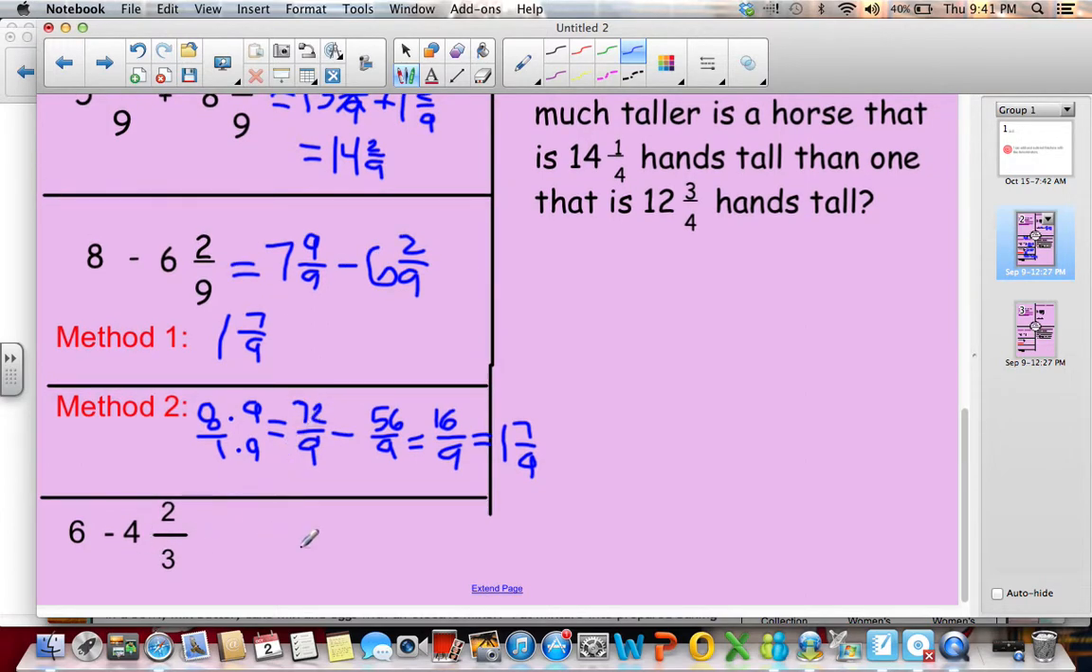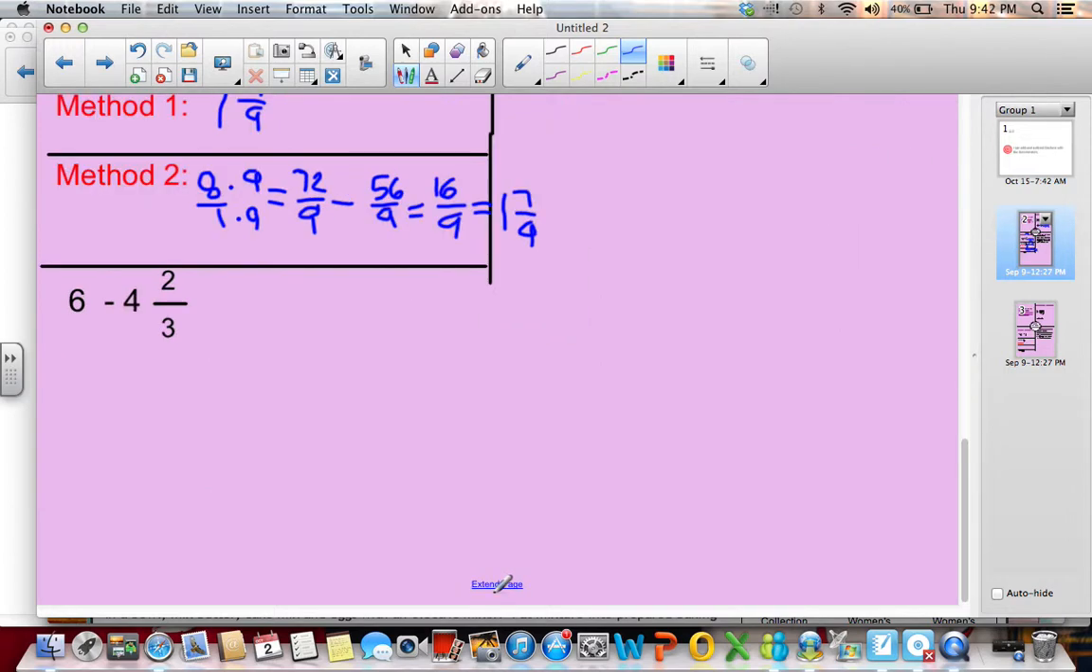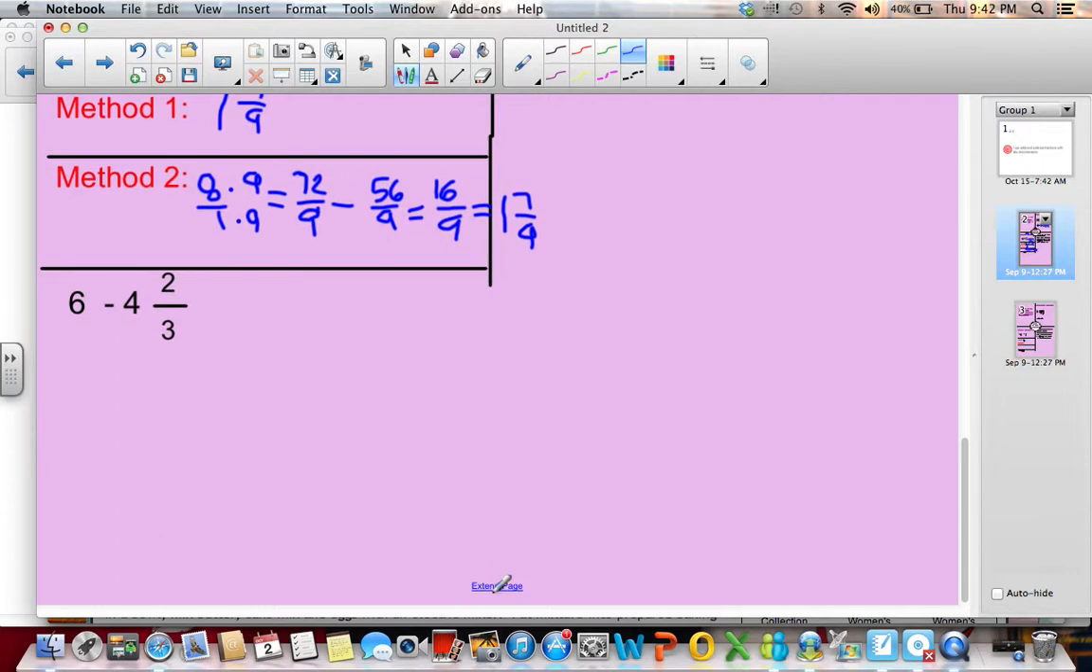So if we have 6 minus 4 and 2/3, pause me and try it on your own with whichever method you like or whichever method you want to do. So I'm going to do it as method 1. So if I change 6 to 5 and this time 3/3, because we're going to keep it as the denominator of the other fraction, and then minus 4 and 2/3. We have 5 minus 4 is 1, 3 minus 2 is 1. Keep the denominator, so we have 1 and 1/3.